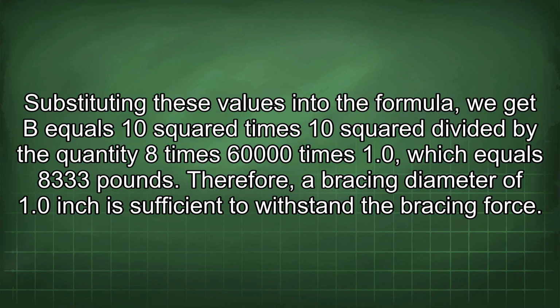Substituting these values into the formula, we get B equals 10 squared times 10 squared divided by the quantity 8 times 60,000 times 1.0, which equals 8,333 pounds. Therefore, a bracing diameter of 1.0 inch is sufficient to withstand the bracing force.